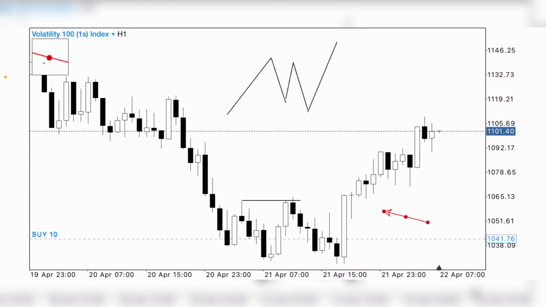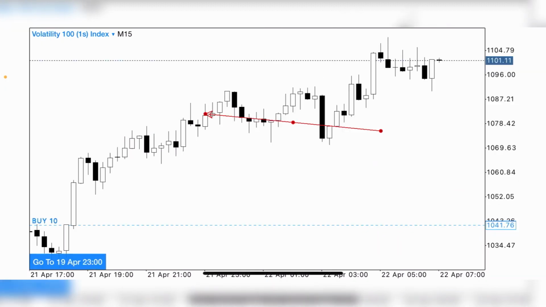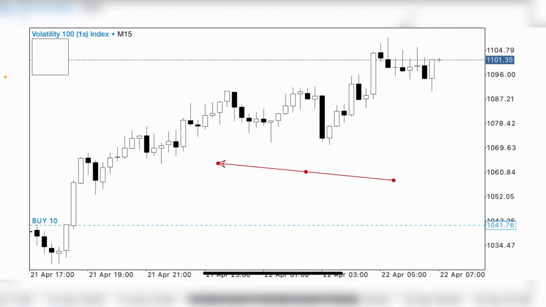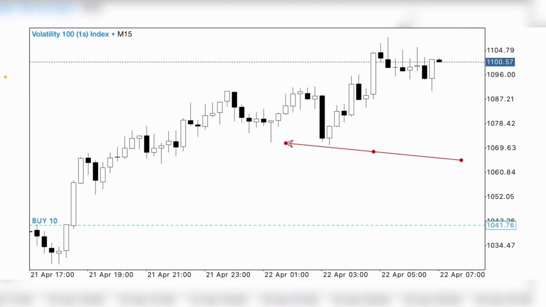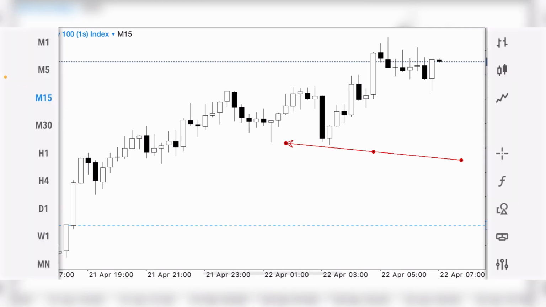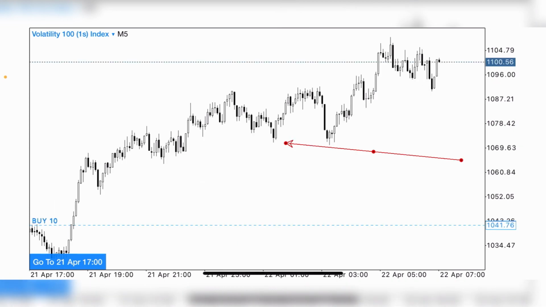So you can see, guys, we had this structure on the 1 hour time frame, but based on the 15 minutes time frame, there was confusion. There is a whole lot of noise on the 15 minutes time frame and 5 minutes time frame. On the lower time frame, there is a whole lot of noise, so that is why you need to be careful.